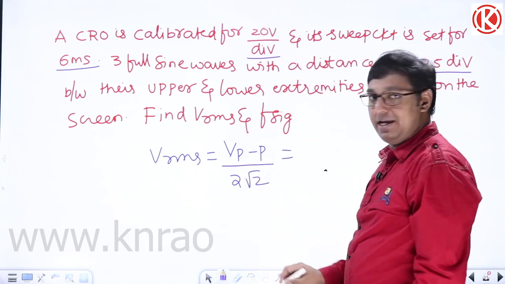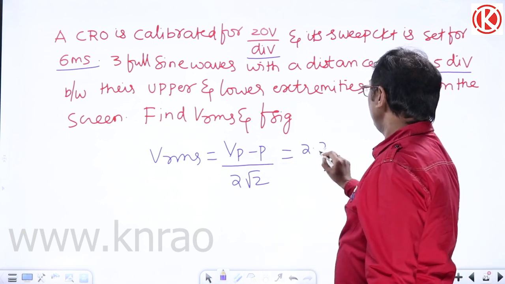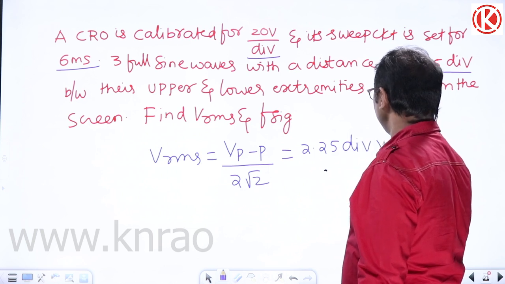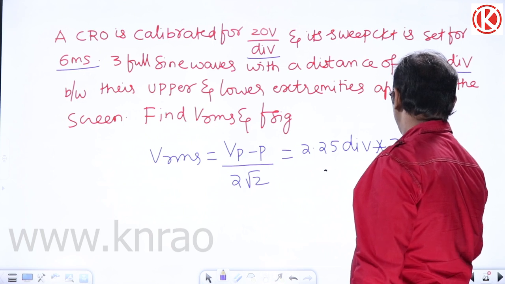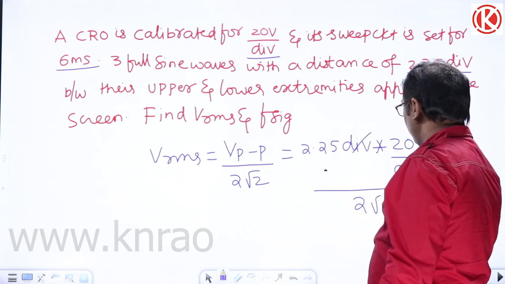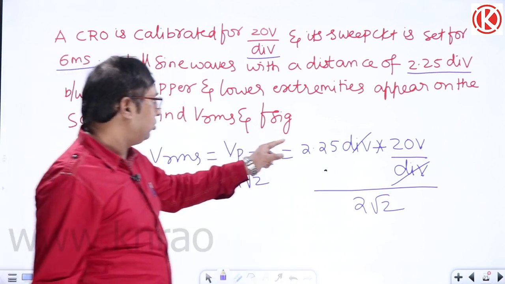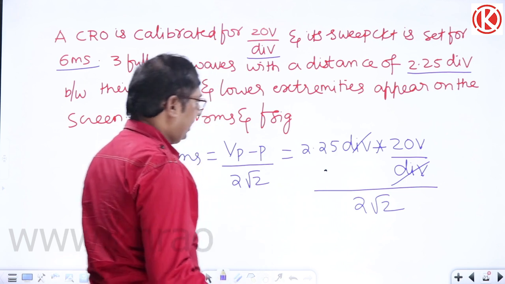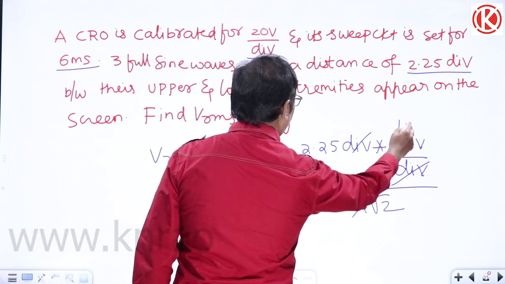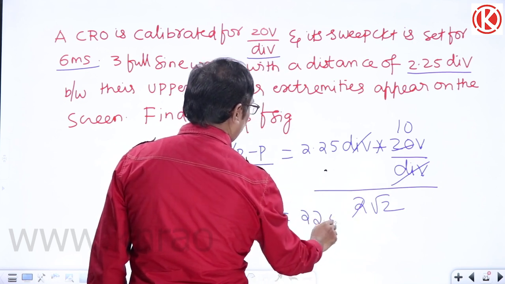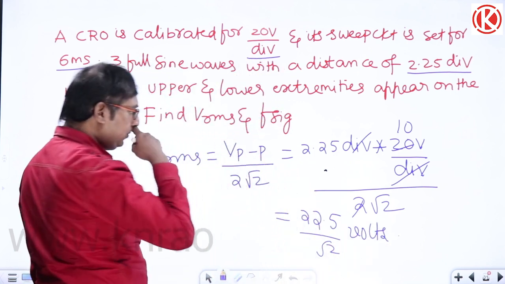What is V peak to peak? Number of vertical divisions occupied between peak to peak, which is given how much here? 2.25 divisions into volt per div. 20 volts per division, div gets cancelled, by 2 root 2. So finally your VRMS is 2.25 into 20 by 2 root 2. I don't want to simplify. It is some 22.5 by root 2 volts. Value you do on your own, please.